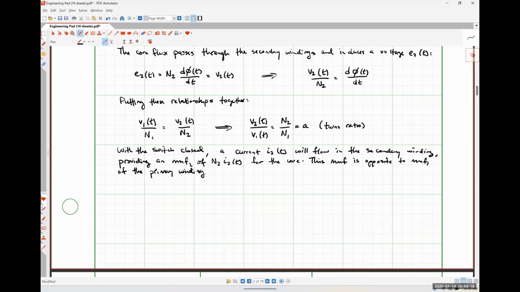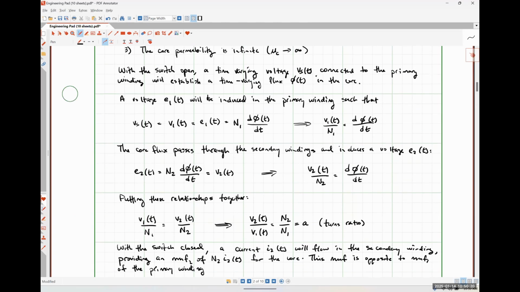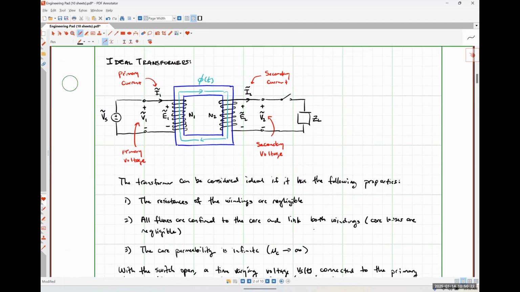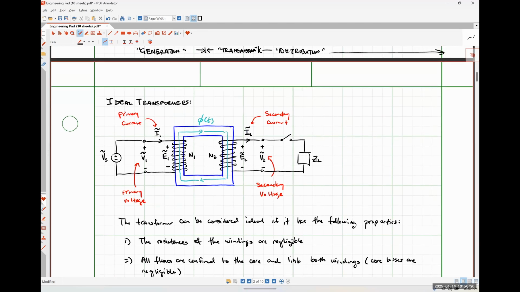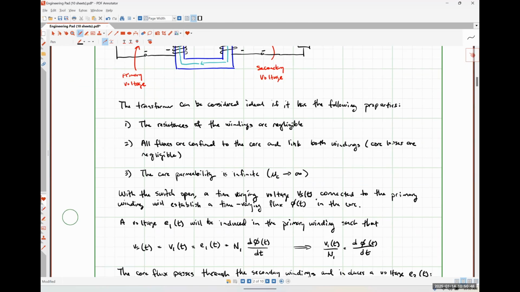And just to clarify that statement, the reason why I'm considering those two MMFs to be opposite is because I have defined the current I1 as flowing into coil 1, and I've defined I2 as flowing out of the secondary coil. So that's why I'm saying that those two MMFs have opposite signs. Okay. So one's flowing in, the other one's flowing out. So the MMFs should be opposite to each other.